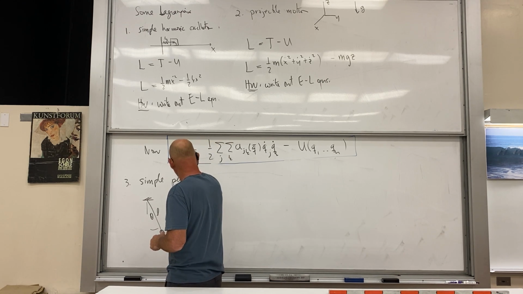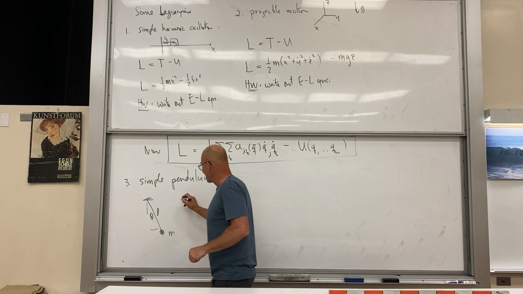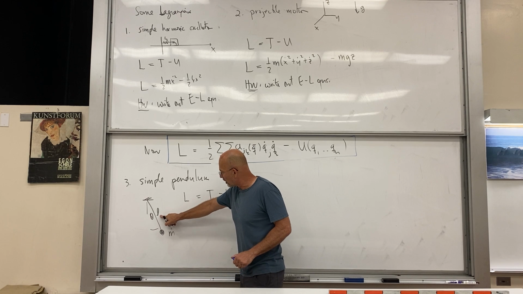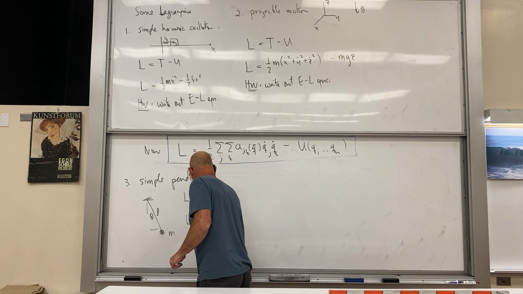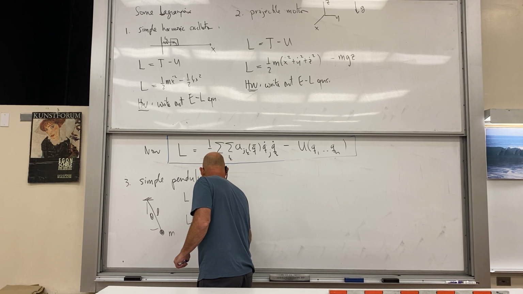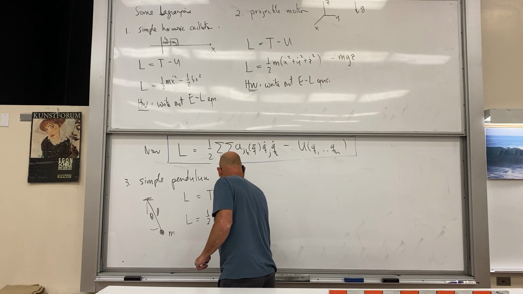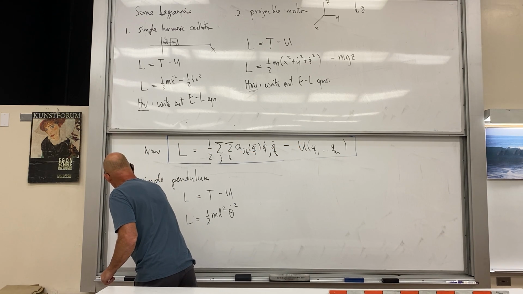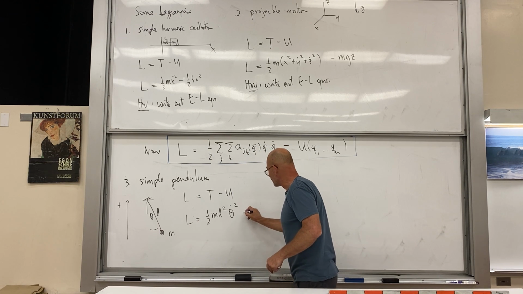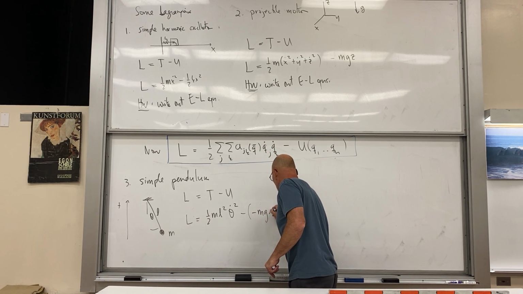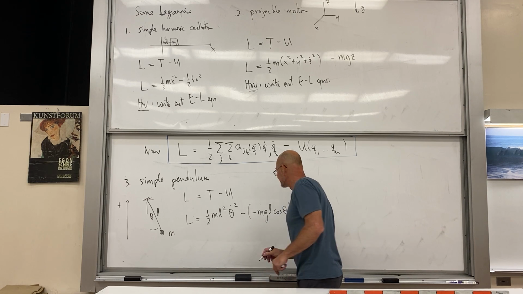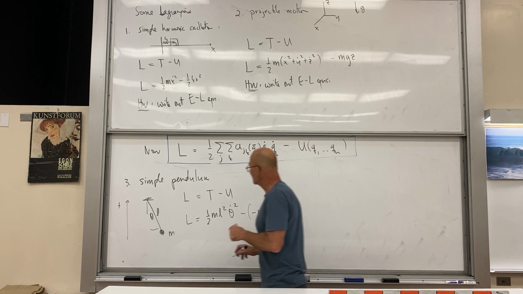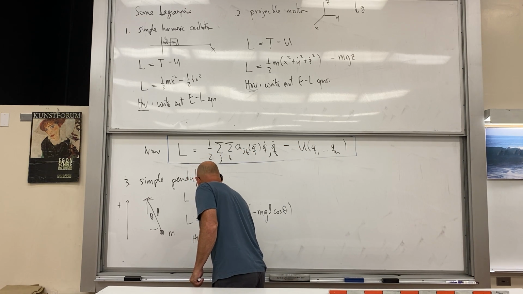So we just had the plane polar coordinates kinetic energy, and here we're going to restrict R to being a constant, so we have L is equal to 1/2 m L squared theta dot squared, and we're calling this the positive direction. G is pointing down, so minus negative mgl cos theta. So that's our simple pendulum Lagrangian. And here let's also write out the Euler-Lagrange equation.